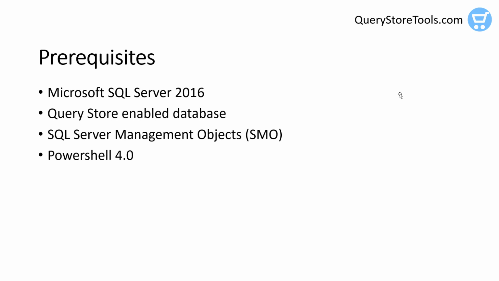What do we need for the query store replay script? Well, since it's depending on the query store, we absolutely need Microsoft SQL Server 2016 or higher. Our source database needs to have the query store enabled. And we'll need the SQL Server Management Objects, or the SMO, which automatically are installed if you install the SQL Server Management Studio. And the script is built in PowerShell 4.0. There are some additional parameters we'll look at in this video, and they will also require you to have the query store enabled on the target database as well.